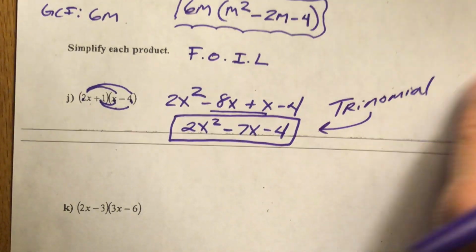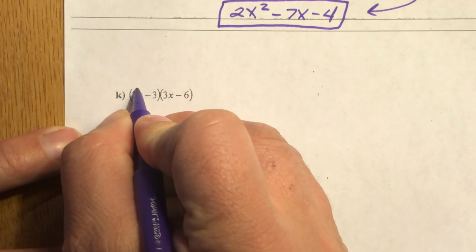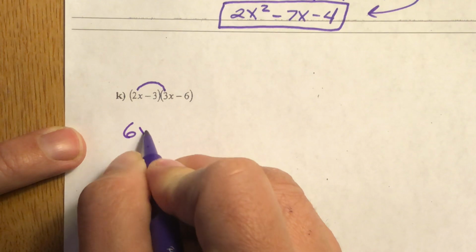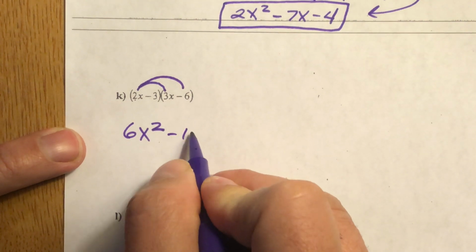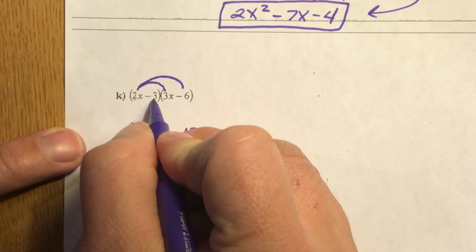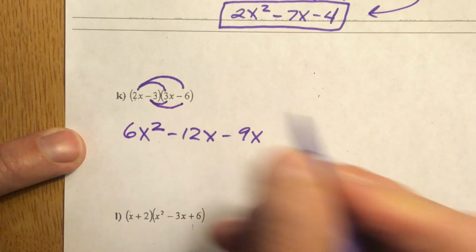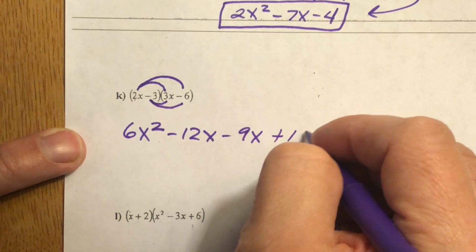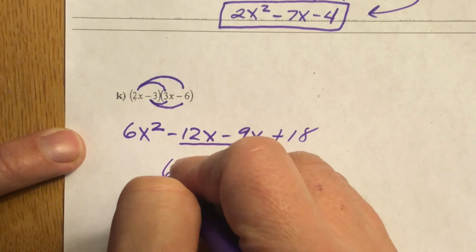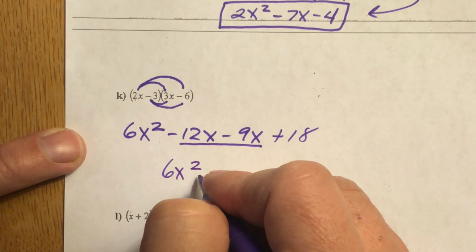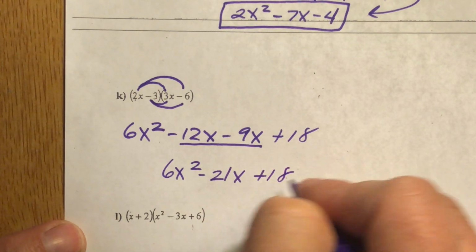Okay. Let's look at K. So we have 2x times 3x, so I'm going to distribute there. That gives me 6x squared. I'm going to distribute here. This is going to give me negative 12x. I'm going to multiply here times here. This is going to be negative 9x. And here times there is going to be positive 18. Once again, if you notice, those two middle terms are alike. So I've got 6x squared, minus 21x, and then plus 18.